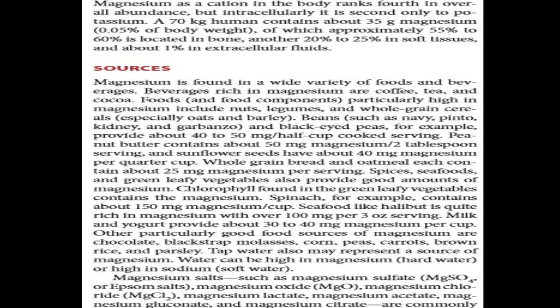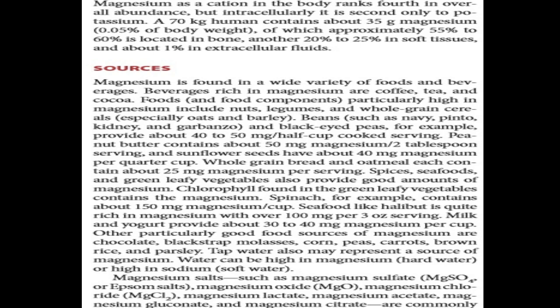Then spinach, another leafy vegetable, contains 150 milligram magnesium per cup. You see that it's a very good source. Similarly, seafood is also rich in magnesium. Then milk and yogurt contain 30 to 40 milligram magnesium.